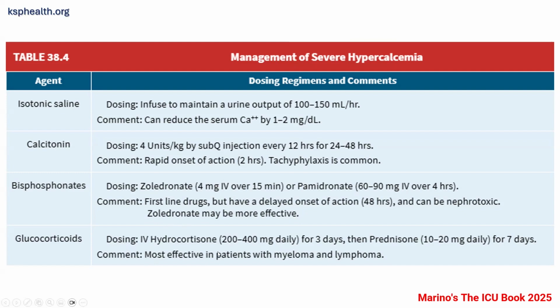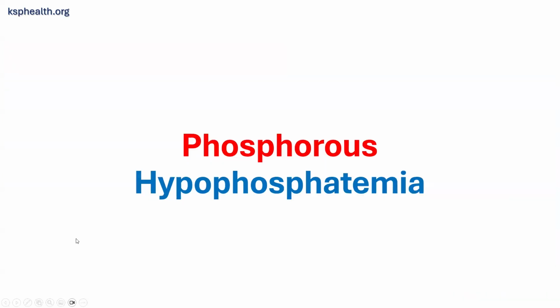Glucocorticoids: IV hydrocortisone 200 to 400 milligram daily for 3 days, then prednisone 10 to 20 milligram daily for 7 days. Glucocorticoids are most effective in patients with myeloma and lymphoma. Phosphorus. I think we are coming close. I'm going to rush a little bit faster.